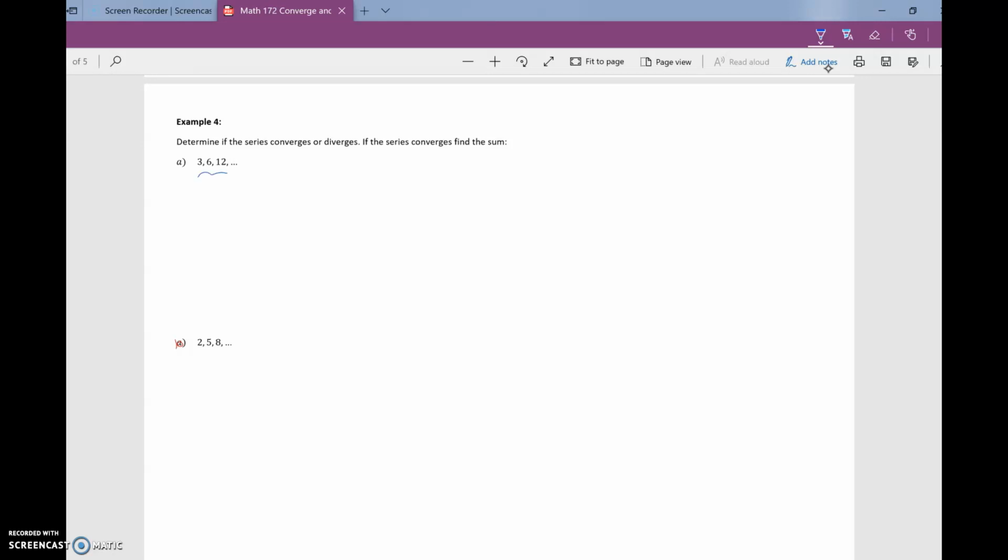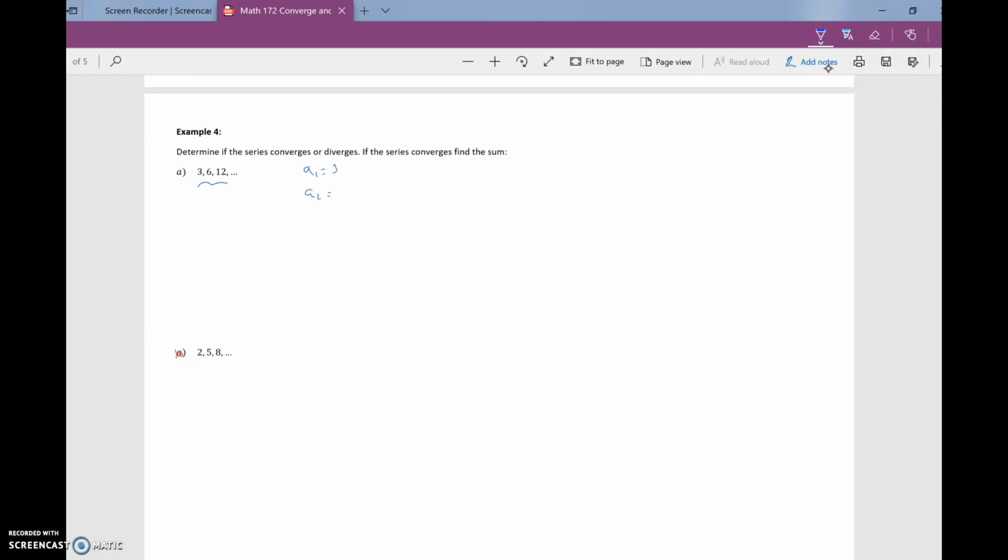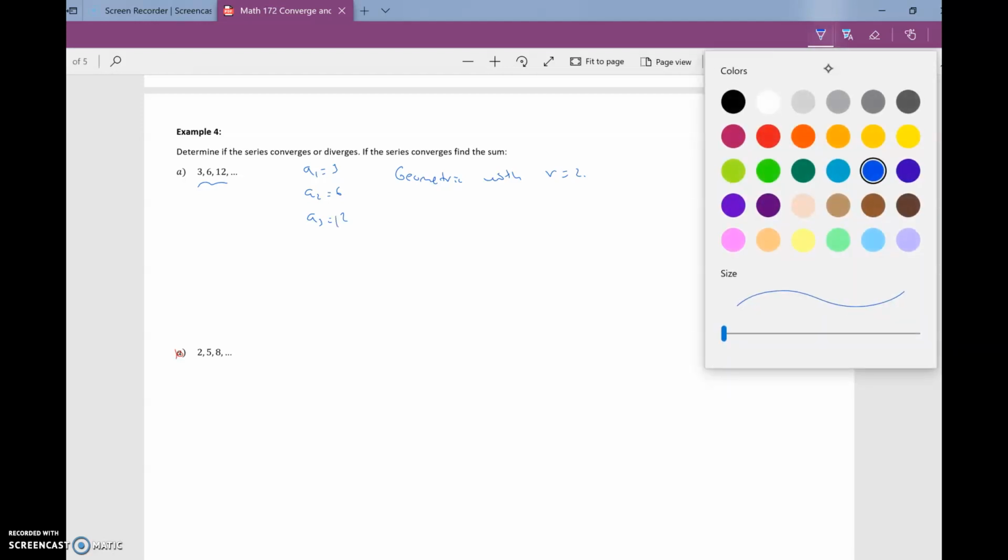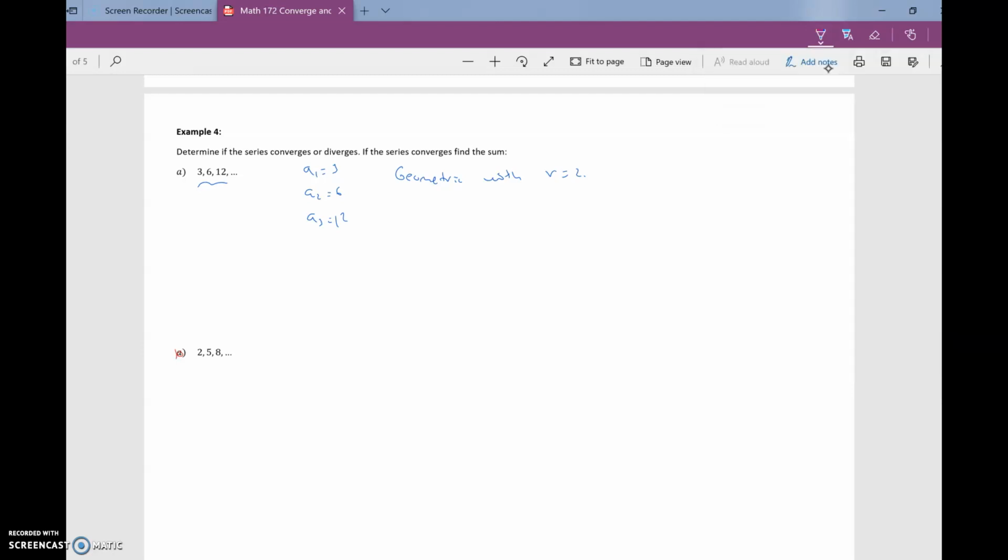Now take a look at the first one and notice that, technically, a1 is equal to 3, a2 is equal to 6, and a3 is equal to 12. So it appears that you're just multiplying 2 to each of the terms. So this one happens to be geometric with r equal to 2. That's the only way to go from 3 times 2 is 6 times 2 is 12. Because it's geometric with r equal to 2, this one is going to diverge.